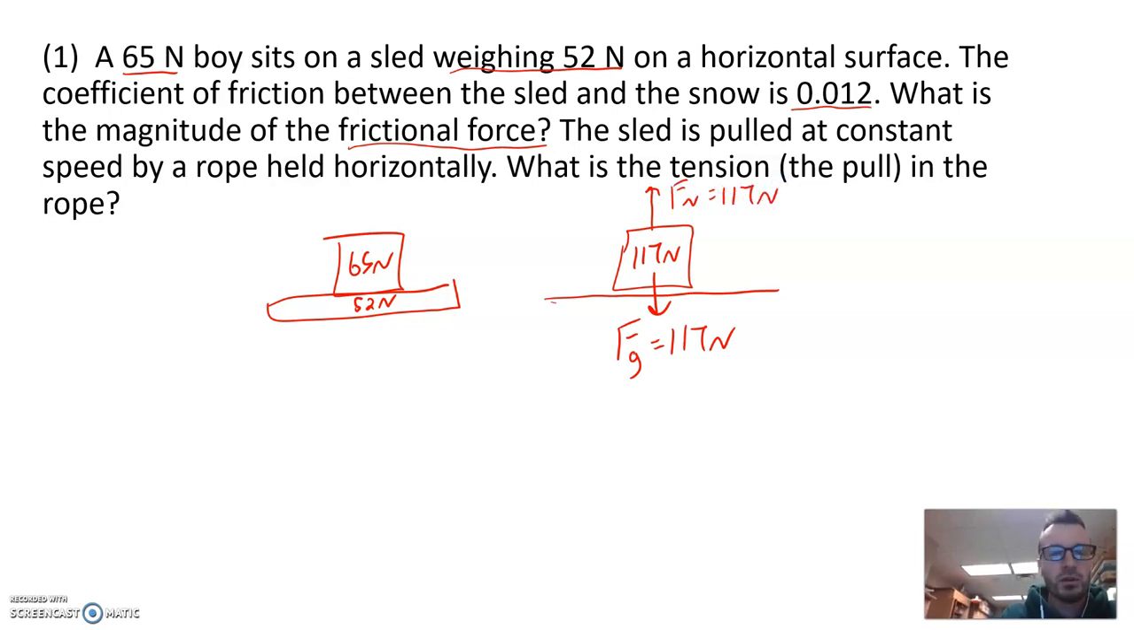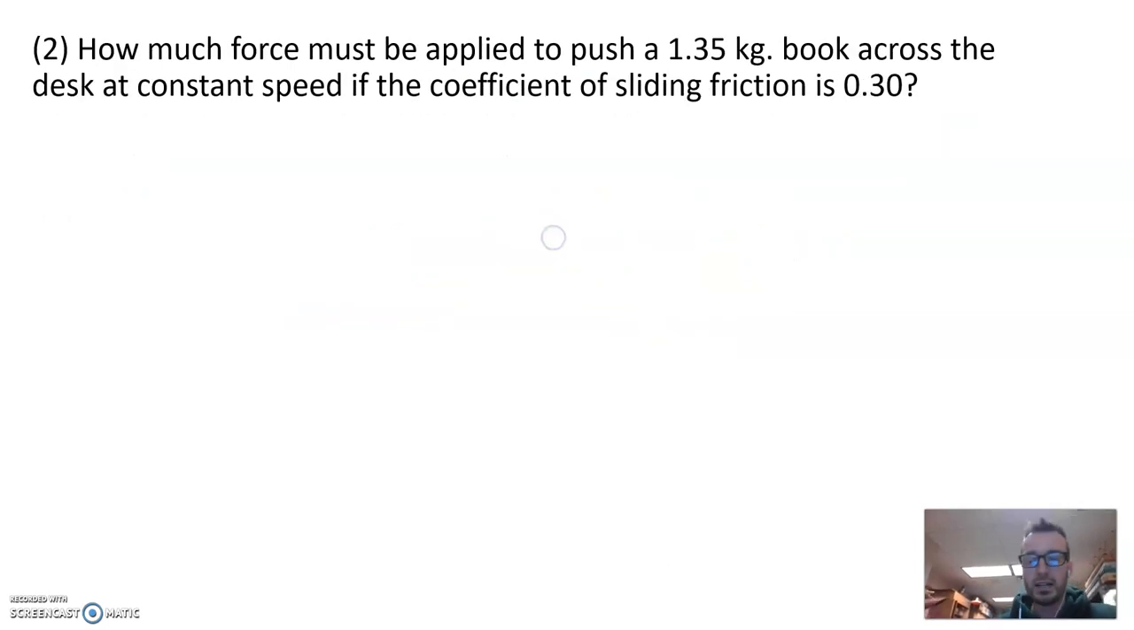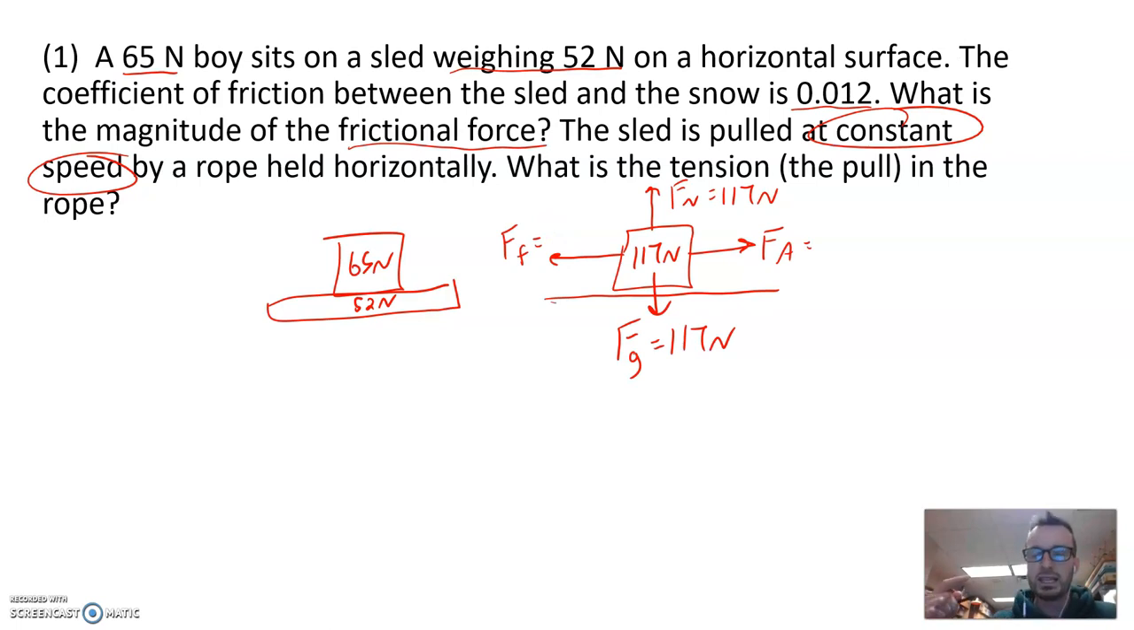And it also notes that we are going at a constant speed, pulled by a horizontal rope, so that's our applied force. And it says that there is friction going on here, and of course there has to be because we're moving at a constant speed. So the force of friction to the left, the applied force to the right has to be balanced. So first question says, what's the magnitude of the frictional force?